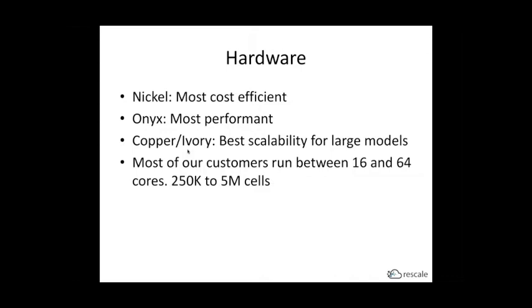It runs the latest Xeon Haswell E5 processors. Lastly, we have Copper and Ivory, and these are bare metal InfiniBand core types, and they perform the best for big jobs that scale beyond 128, 144 cores. And we expect with the scaling improvement in version 2.3 that more customers will start running on higher core counts, and so more customers would opt for the InfiniBand core type.